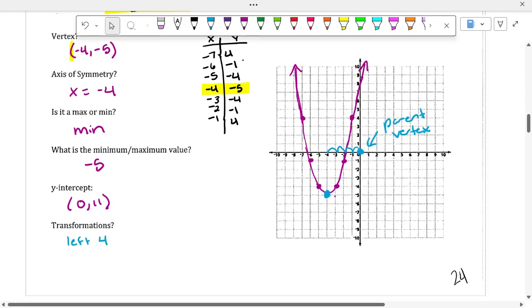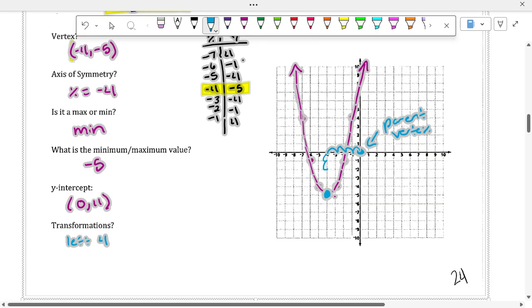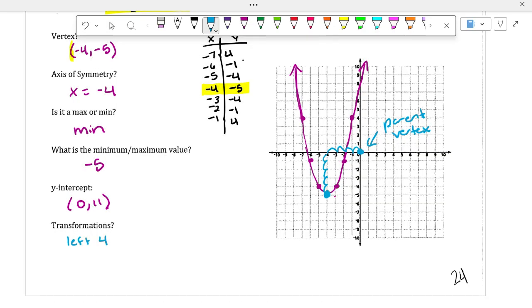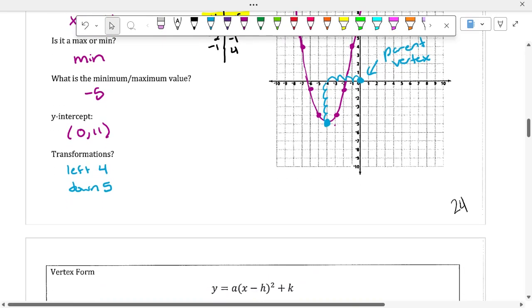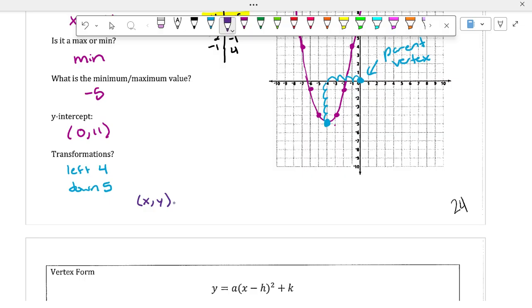And then what do we do vertically? Down 5. 1, 2, 3, 4, 5. Now, if we review, okay, now, so that means if I had the point XY, so think of XY as 0, 0, okay? So another way we can think about this is XY was 0, 0. That's our point.